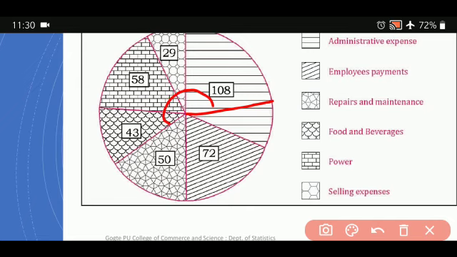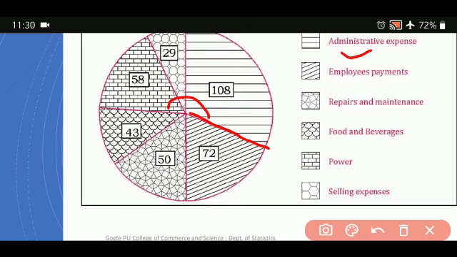Now the first one is 108. So you measure 108. In this particular diagram they have drawn the line here and kept the protractor here. This is the line they have taken, and from here they have measured 108 degrees. That is your administrative expenses.